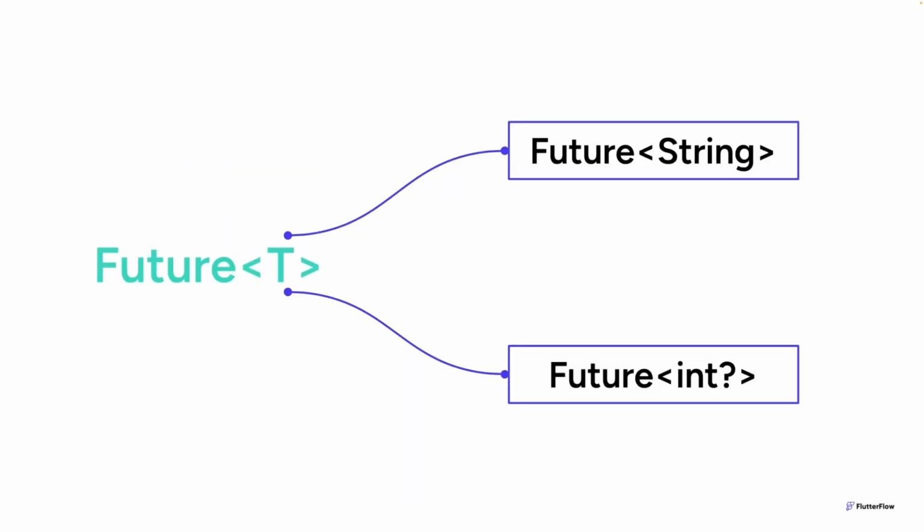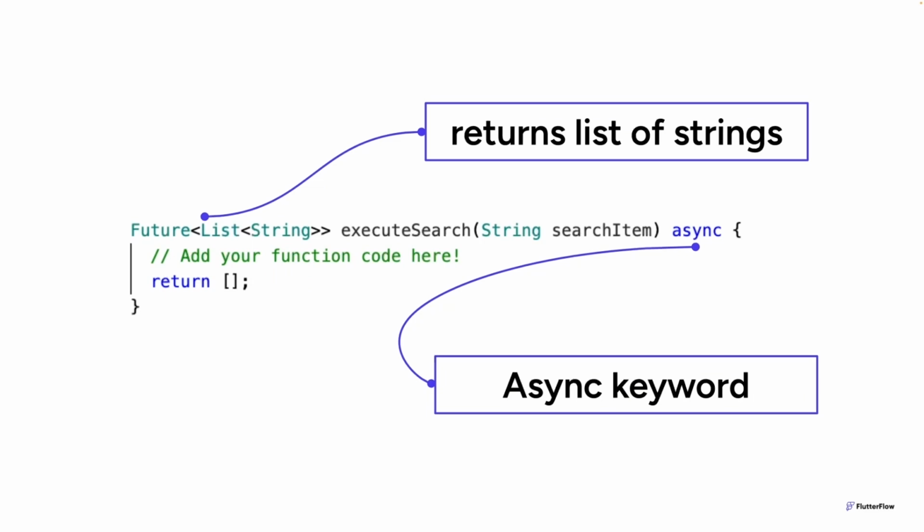You can define a future as you can see with generic parameter T. The T in Future T is a generic parameter representing any type. For example, Future String would be a future that eventually produces a string, while Future int question mark would produce a nullable integer. As we have seen earlier in this course, a future function is often defined with the async keyword in Dart. But the question is, in which use case do you need to consider creating a custom action?